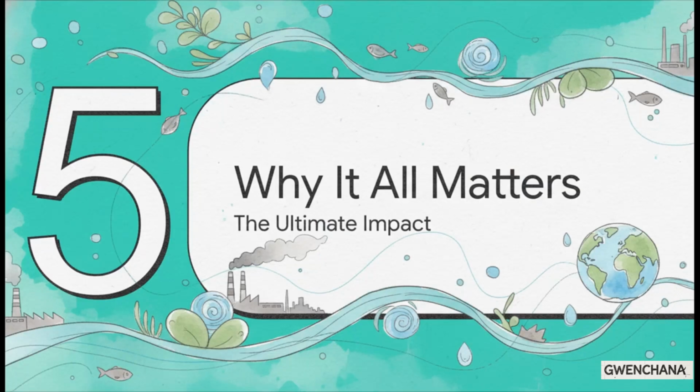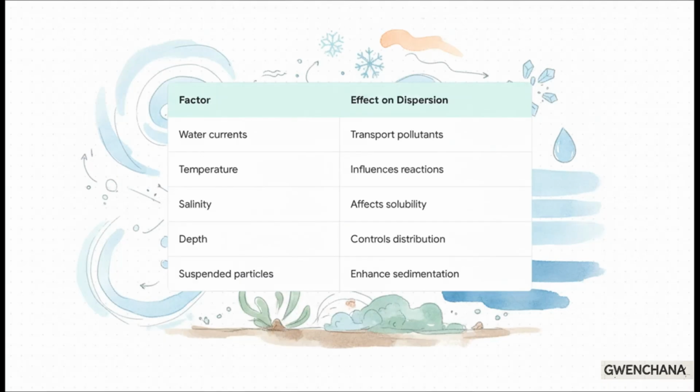So we've followed this pollutant on its entire journey. Now we get to the big question. So what? Why does any of this matter? What's the end game here? Look, it's obviously a super complex system. I mean, this table just gives you a little peek at all the things that can change a pollutant's journey. Water currents, temperature, you name it. But here's the thing. No matter which exact path it takes, the final destination often looks disturbingly similar.